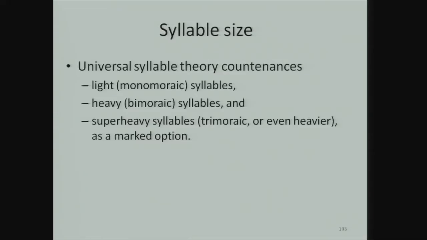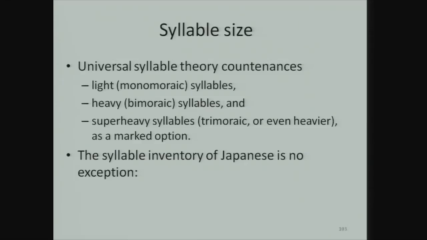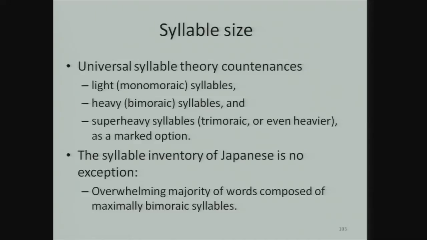So oversized units like the heavy light trochee are one case of what is not the default. And now I'm looking at syllables in Japanese. Super heavy syllables is one such case. So universal syllable theory countenances light monomoraic syllables, heavy bimoraic syllables, and super heavy syllables, trimoraic or even heavier, as a marked option. Japanese is no exception, so the overwhelming majority of words are composed of maximally bimoraic syllables.